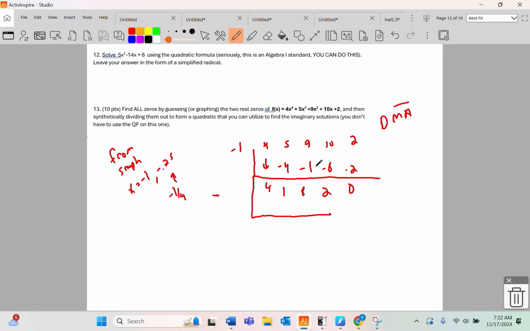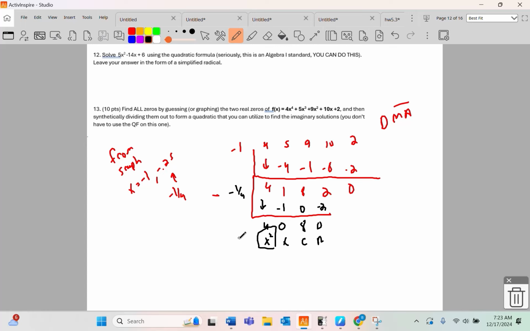I go here. This time I'm going to do the negative 1/4. I'm going to drop the 4. Negative 1/4 of 4 is negative 1. 1 and negative 1 add to 0. 0 times anything is 0. 8 plus 0 is 8. Negative 1/4 times 8 is negative 2. 0. Sweet. Remainder, constant x squared.